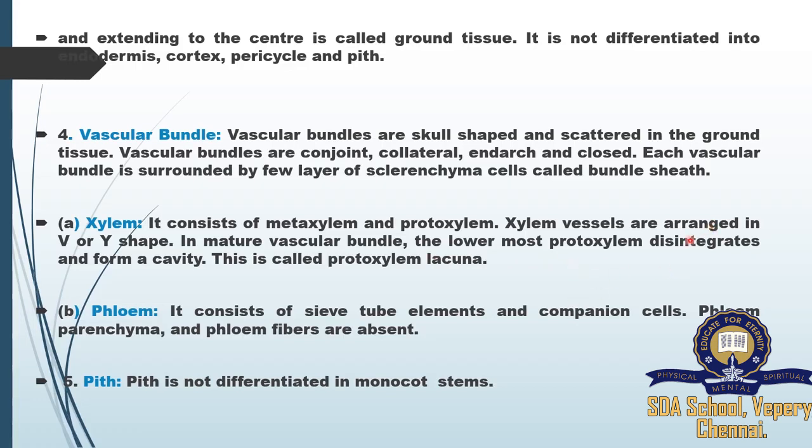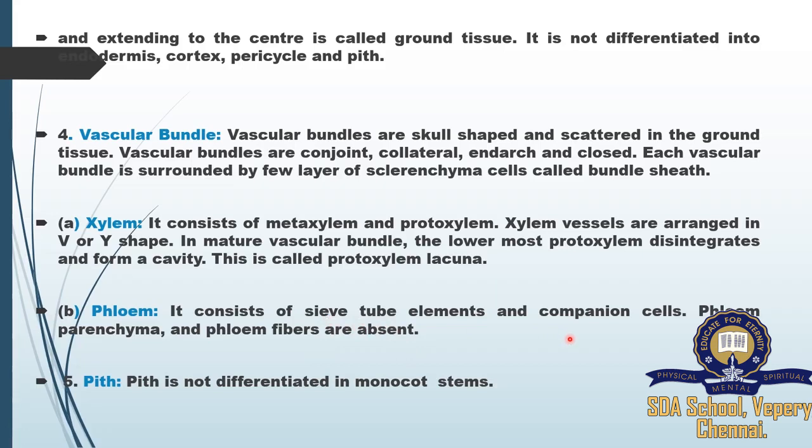So it is combined with the metaxylem and then it gives a space. Cavity means we have a duct inside this xylem. This is called a protoxylem lacuna. Next, phloem. It consists of sieve tube elements and companion cells. Phloem parenchyma and phloem fibers are absent. It is a tube-like structure.